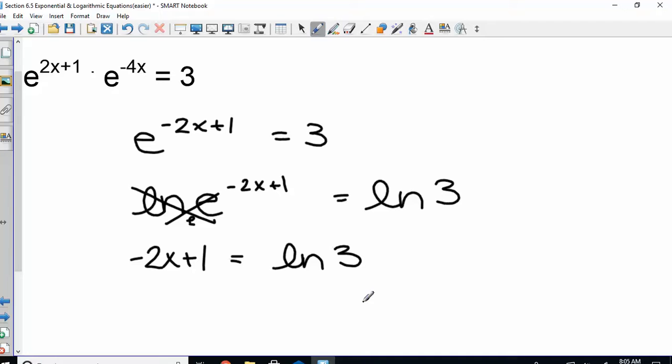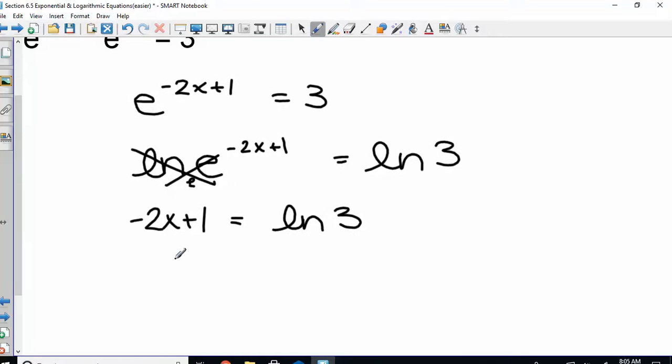Again, if you didn't catch that, that's fine. If you leave the natural log of e, or if you did the other log and put it in your calculator, you'll get to the same answer. This just makes it a little bit nicer. So then we can subtract our 1. And divide by negative 2.